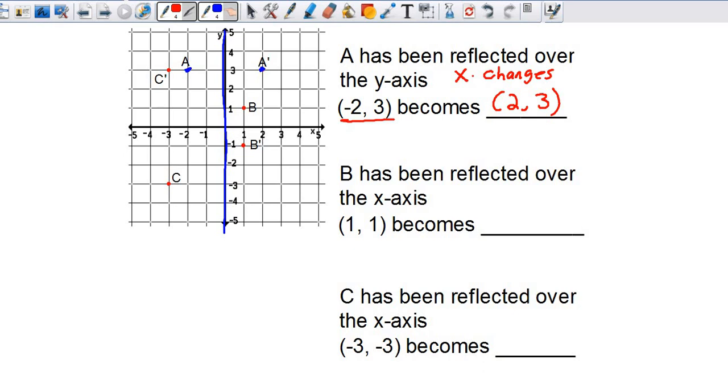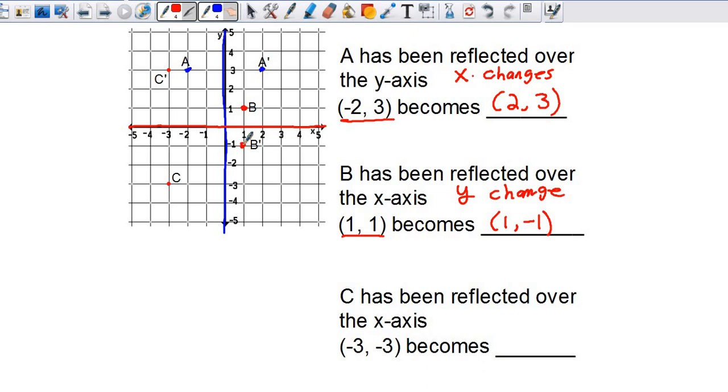It says reflect across the x-axis, though. When we reflect across the x-axis, then the y changes, all right? Which means, in this one, if we have 1, 1, the y is going to change signs, which means the x is still 1, but the y is now negative 1. And again, you could do that with this figure right here. We have B starting at 1, 1. If we reflect across the x-axis here, it moves below that, which would give you a 1, negative 1. So the y is the only thing that changed, all right?